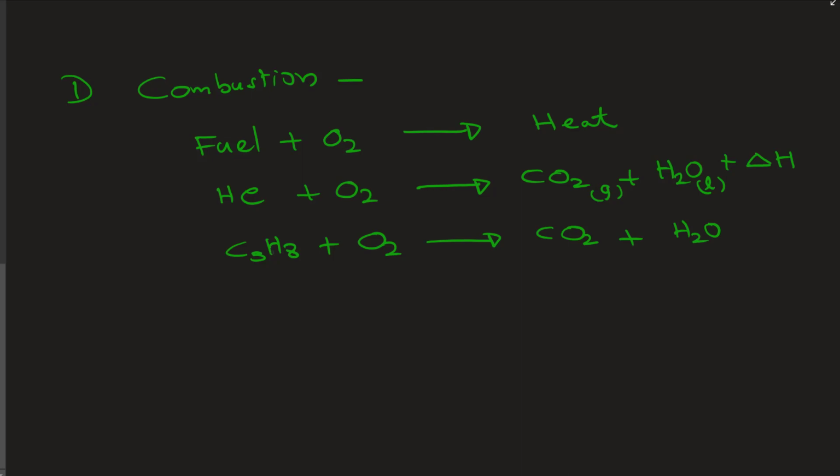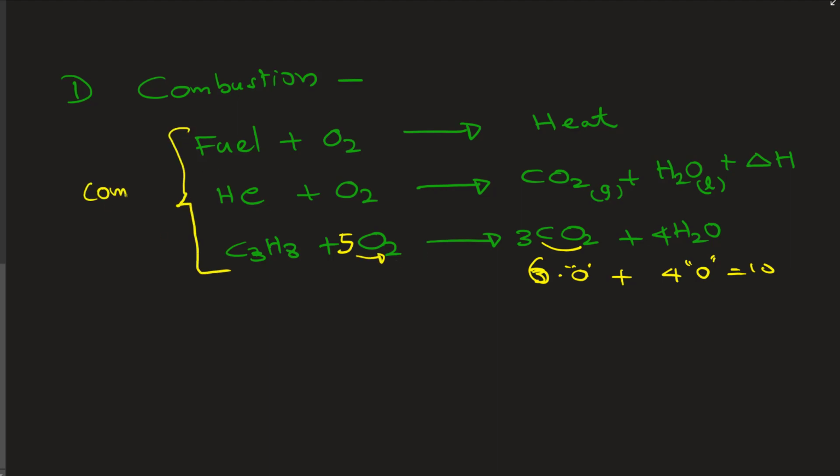Now know how to balance it. So I've got propane, oxygen, and 3 CO2 and 4 water. There are 4 oxygens for the water, and 3 times 2 is 6 oxygens for the CO2, a total of 10 oxygen atoms. So you need 5 moles of O2, right? Now this is complete combustion, so you need to know how to do it.